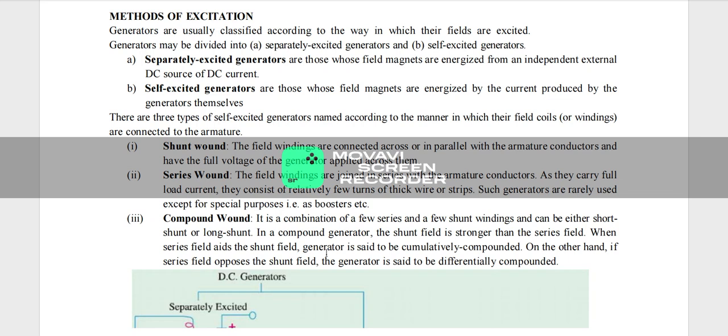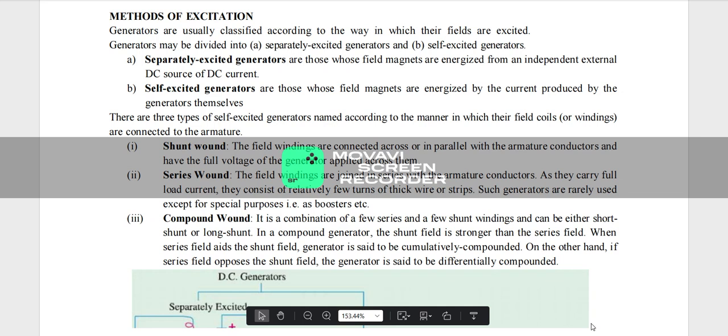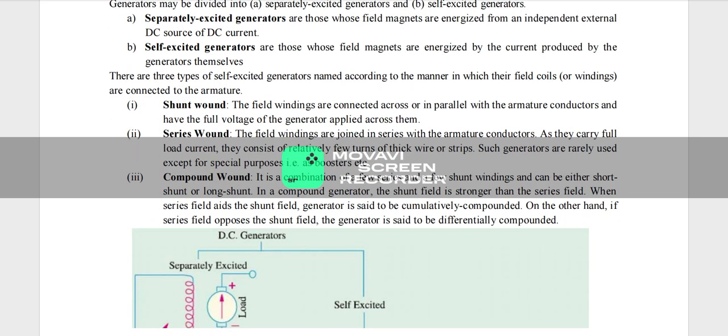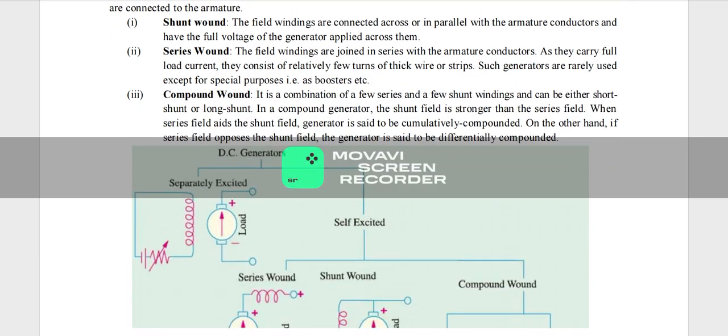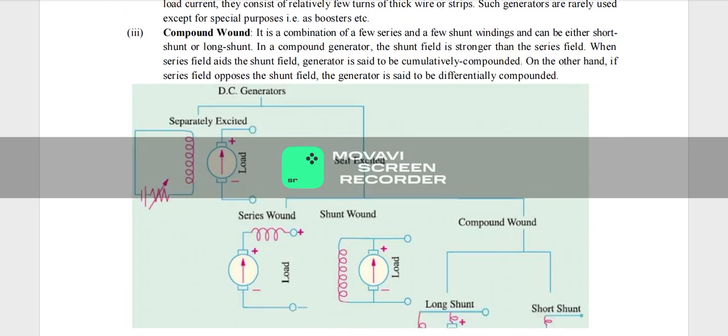Shunt wound means the field windings are connected in parallel with the armature windings, or armature conductors are connected in parallel with the field winding. Then that type of winding or excitation we will be calling shunt wound DC generators. The next one would be series wound DC generators. Here the field windings are connected in series with the armature windings. And in compound generators, there will be two field windings. One will be a parallel or shunt connected field winding, and another will be a series connected field winding. We can see each one in detail.